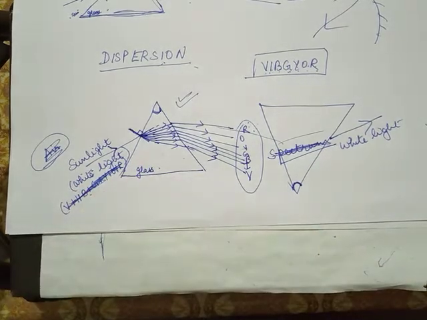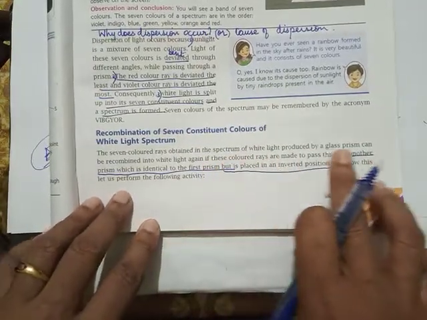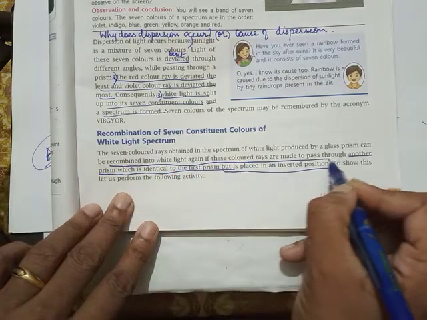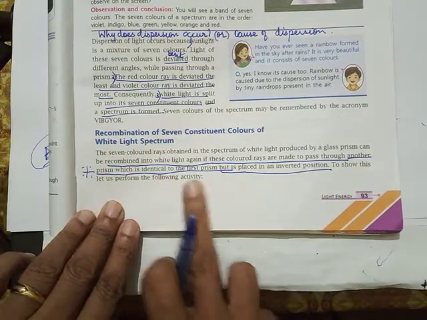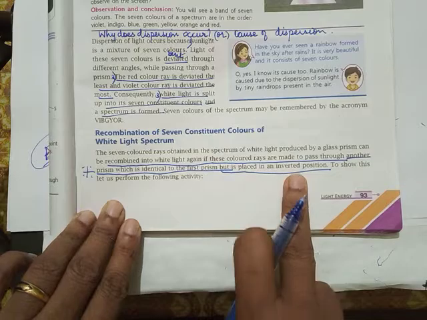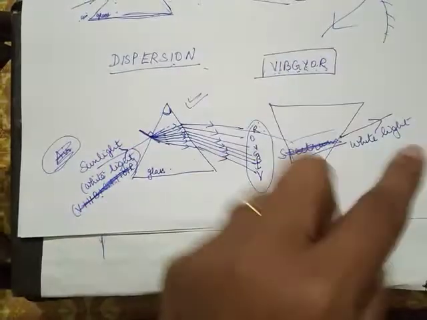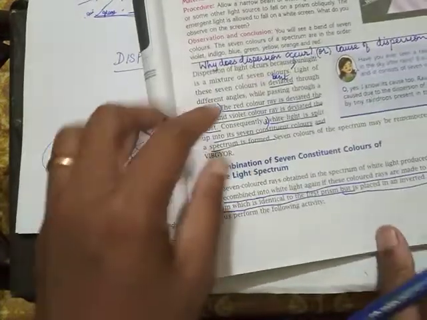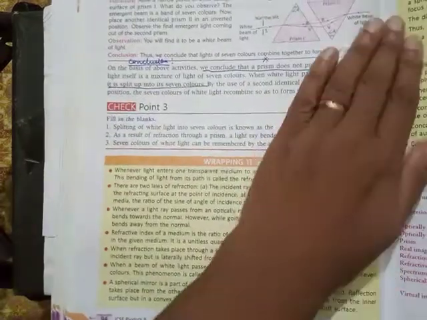Okay, so you just write, you have to know this. 7 colors obtained can be recombined into white light if these colored rays are made to pass through another prism which is identical to the first prism but is placed in an inverted position. Okay, same as this prism but just has to be kept upside down. This angle of the prism is at the top, here it has to be at the bottom. Okay, so they showed an activity to show that this is what will happen.